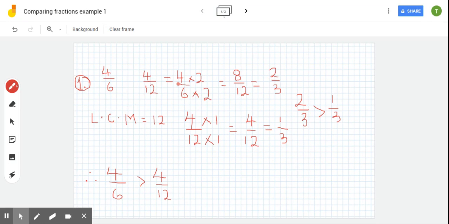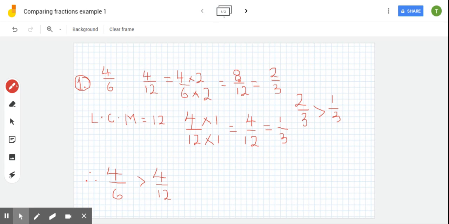And so now that we have the LCM to be 12, you look at it, 6 times what? Now when I say what, I mean a factor of 12. 6 times what will give you 12? That's 2. Then multiply both the denominator and the numerator by 2. So 4 times 2 is 8. 6 times 2 is 12. It's important not to leave your fraction like that. You should divide it to the lowest.